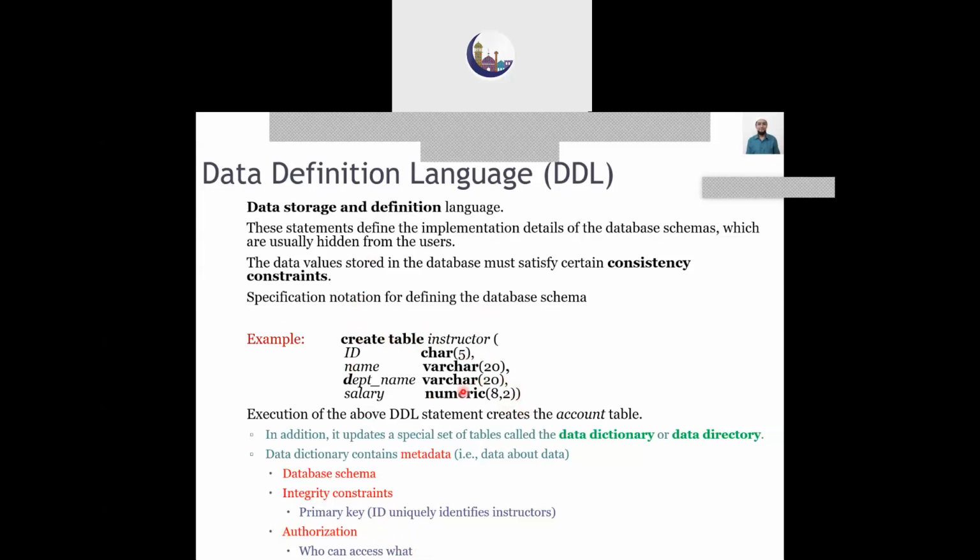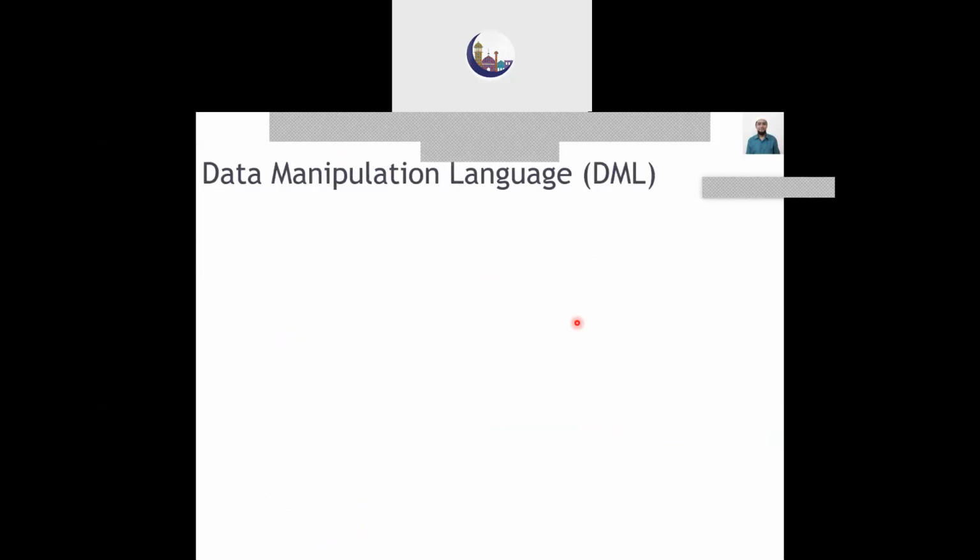For example, salary should not be accessible by all. Whoever the employee may be, if they are trying to access another employee's salary, it should be blocked. So that type of restriction can also be made on who can access what type of information. In general, data definition language will be defining all these types of definitions.